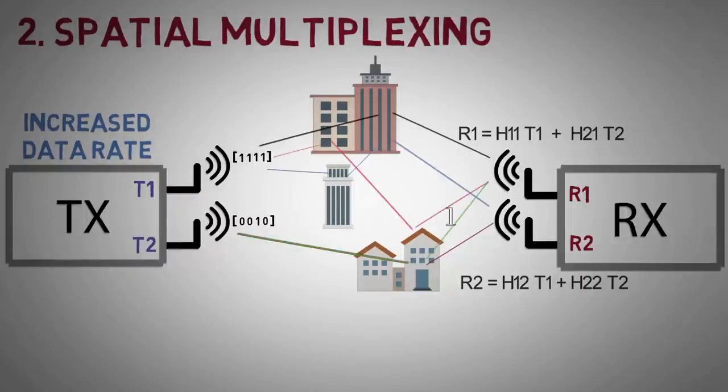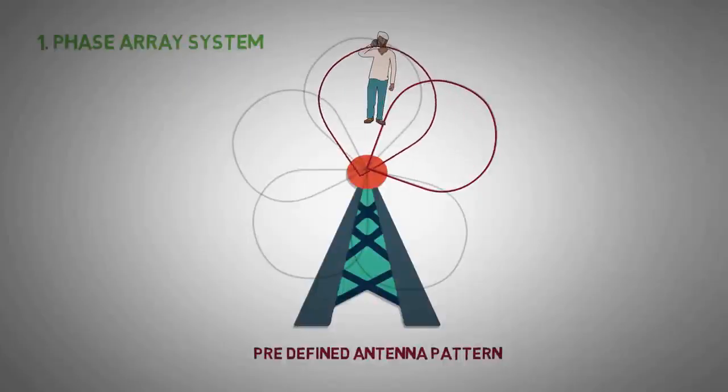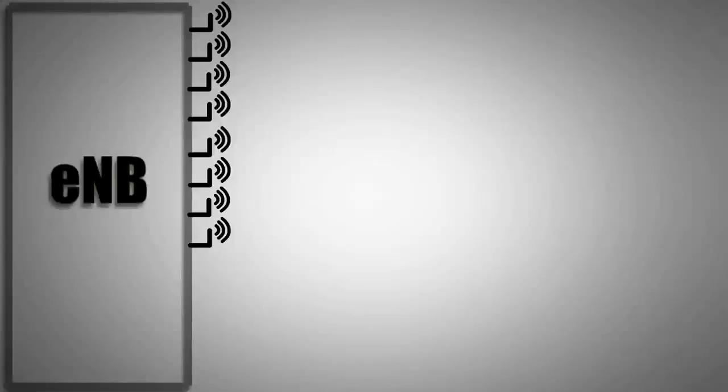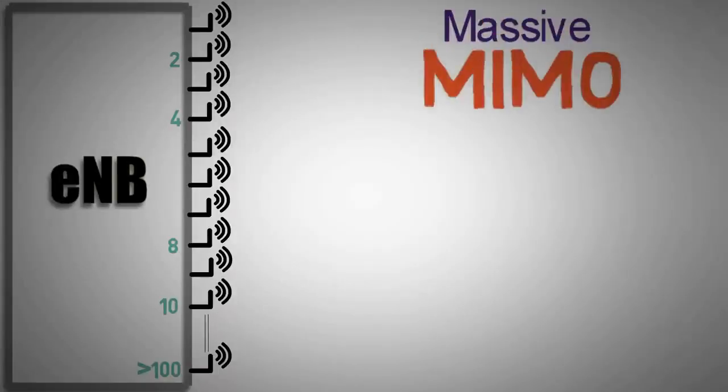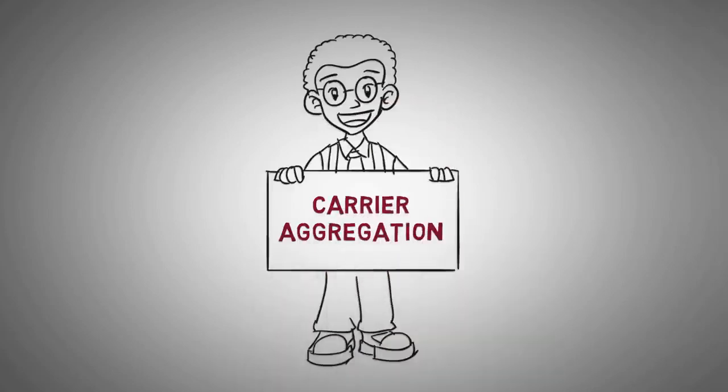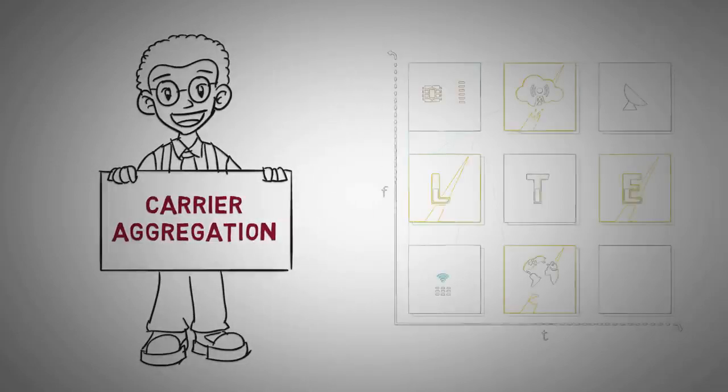We have also seen how in future, coverage can be improved using antenna beam forming, and throughput can be enhanced using massive MIMO. In our next video on carrier aggregation technique, we will discuss how throughput is enhanced by combining multiple bands.